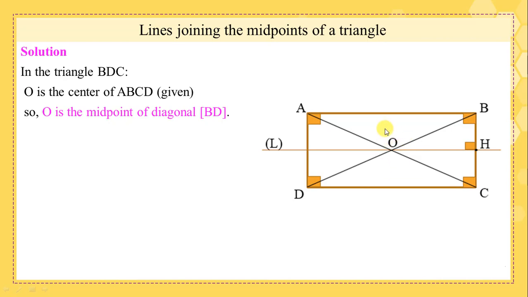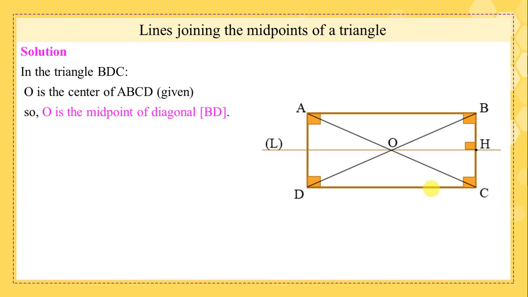Now we got the midpoint, we need a line passing through this midpoint and parallel to the second side of the triangle. Clearly from the given, L is passing through O, and we have to show that L is parallel to DC in order to apply the theorem. How to show that L is parallel to DC?